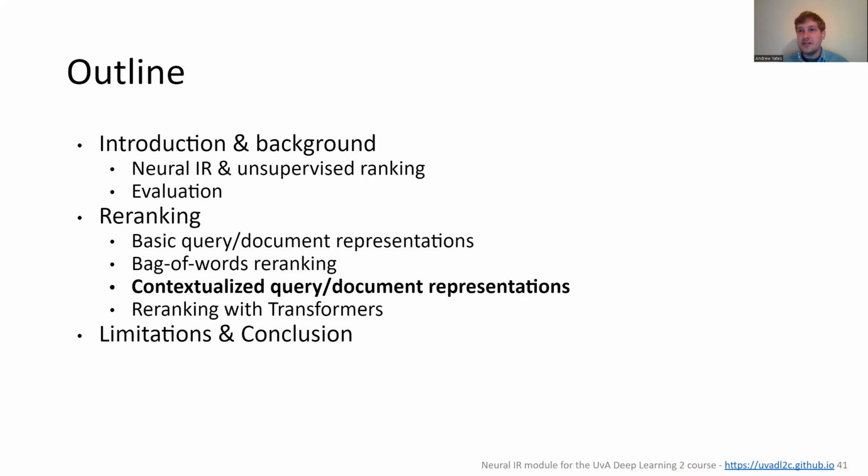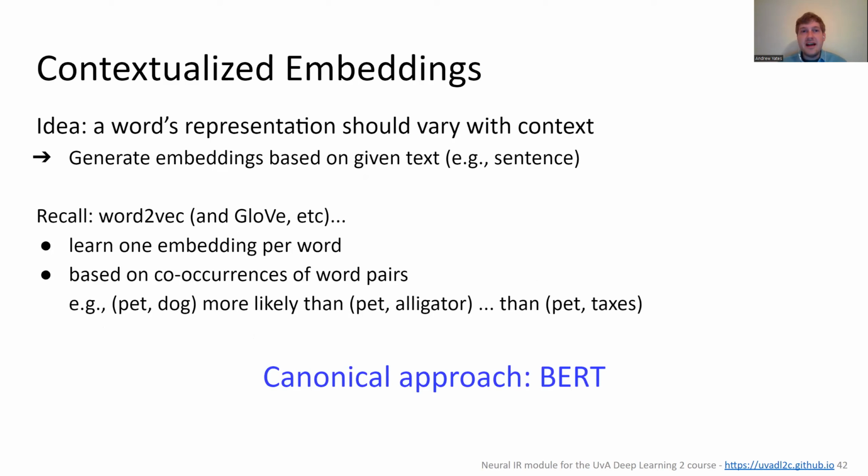And now in this section, I'll walk through how this is done. So as I said, the idea is that word representation should vary with context. And so rather than having a one-to-one mapping between term and some static embedding, we instead generate embeddings given the full context of the word. So given a full sentence or a full document, we now generate an embedding for every term in that sentence or document. Whereas Word2Vec has one embedding per word, and is based on basically looking at co-occurrences of word pairs. So say pet dog versus pet taxes. Pet dog is much more likely. The embeddings for those terms should be much more similar.